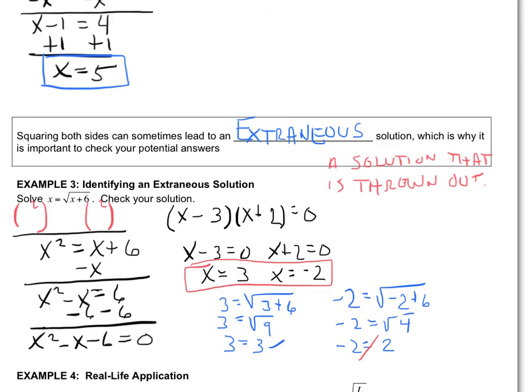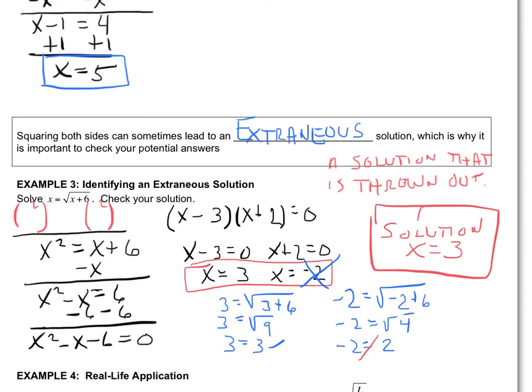So with that in mind, we actually have to cancel this one out. And we want to make sure that we say here our solution is x equals 3. So the negative 2, by doing the check, gets thrown away because it does not work even though it looks like it should.